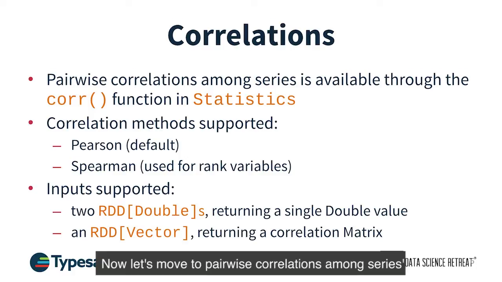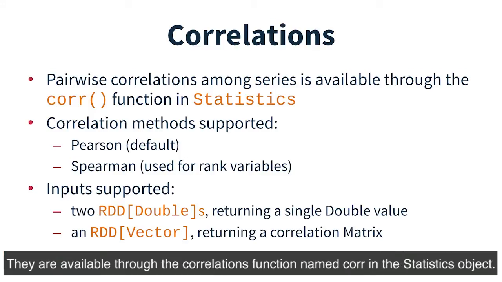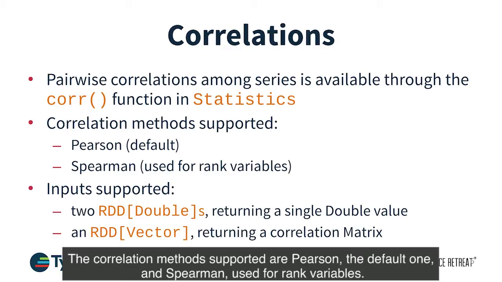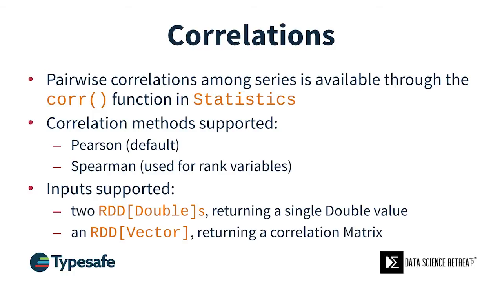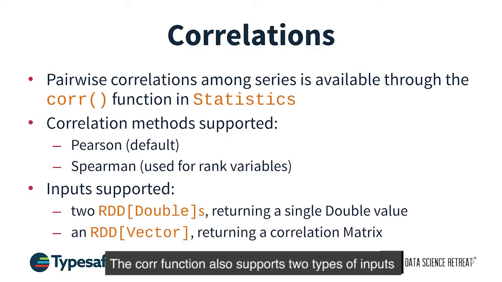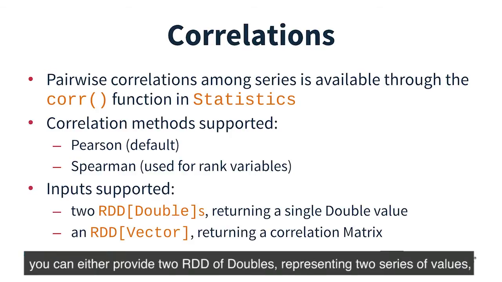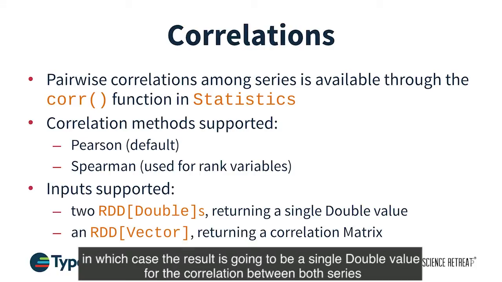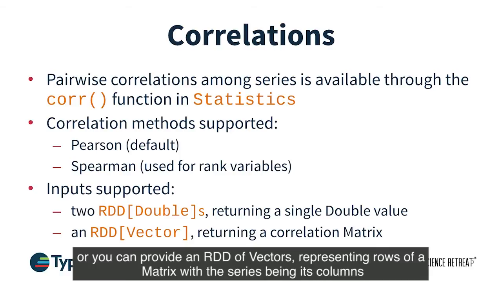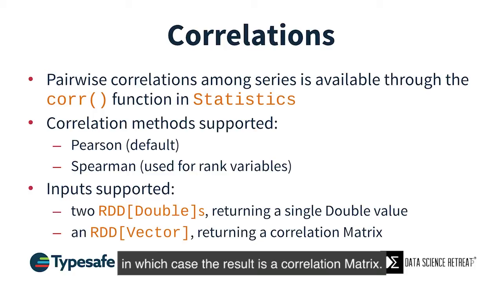Now let's move to pairwise correlations among series. They are available through the correlation function named corr in the Statistics object. The correlation methods supported are Pearson, the default one, and Spearman used for rank variables. The corr function also supports 2 types of inputs. You can either provide 2 RDDs of doubles, representing 2 series of values, in which case the result is going to be a single double value for the correlation between both series, or you can provide an RDD of vectors, representing rows of a matrix with the series being its columns, in which case the result is a correlation matrix.